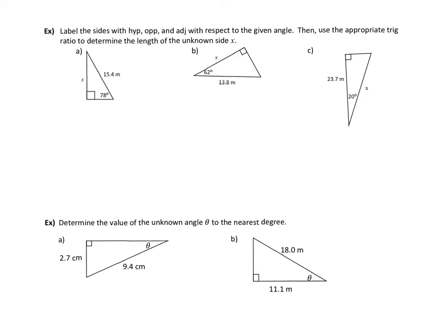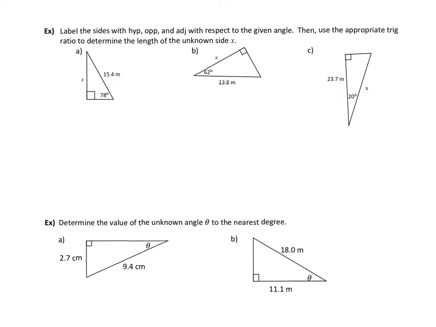For this first example, we're going to label our sides with hypotenuse, opposite, and adjacent with respect to the given angle. So given angle, not the 90-degree angle, but the other given angle. Then use the appropriate trig ratio to determine the length of the unknown side x.